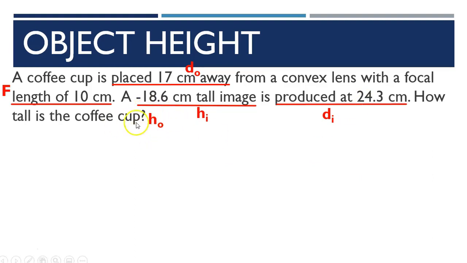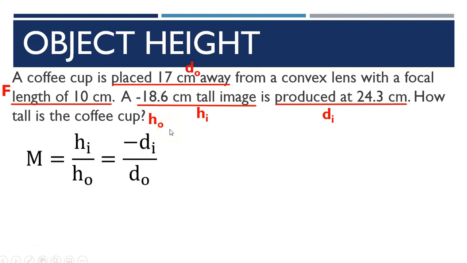Well, the only equation that we have to find HO is this one right here. And remember, we don't need the magnification. And notice that there's no focal length anywhere in this equation. So let's look and make sure we have all the other pieces. We know we're looking for HO. We've got an HI, an image height. We've got a DI, an image distance. We've got a DO, an object distance, which means we just don't need that focal length. It's okay. It's just extra information.